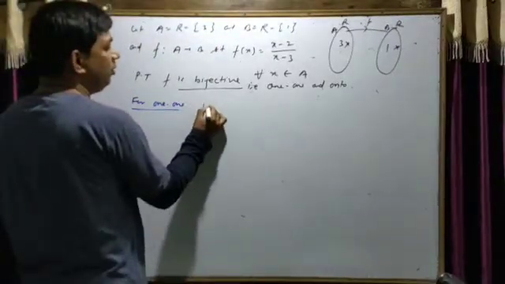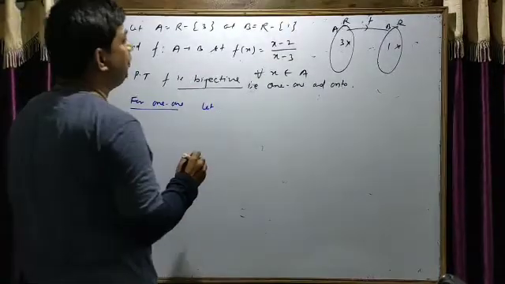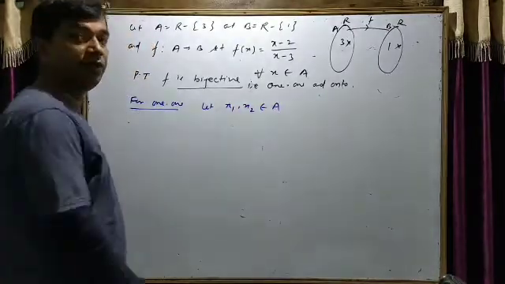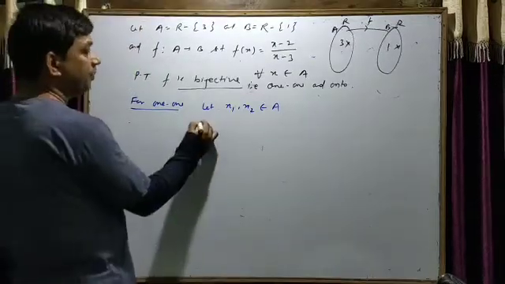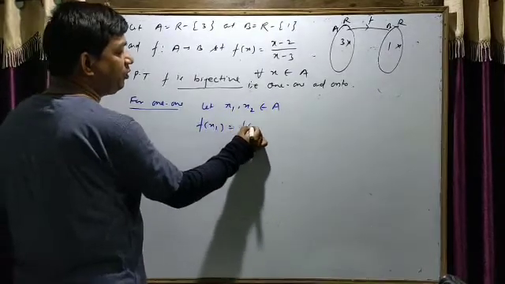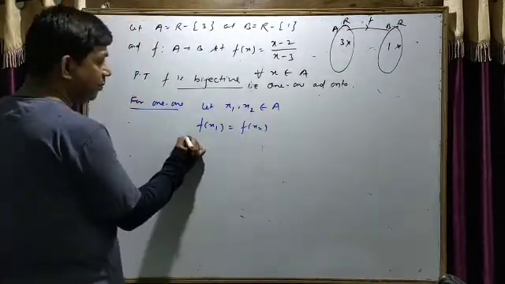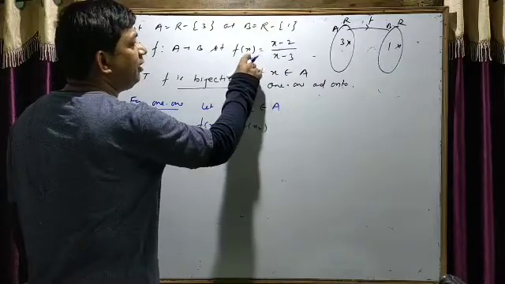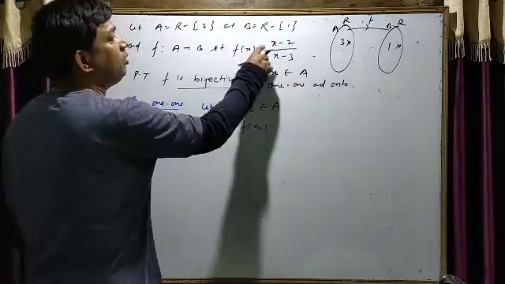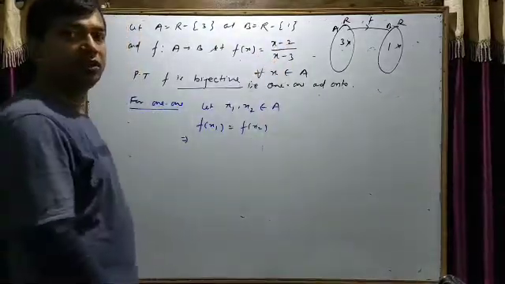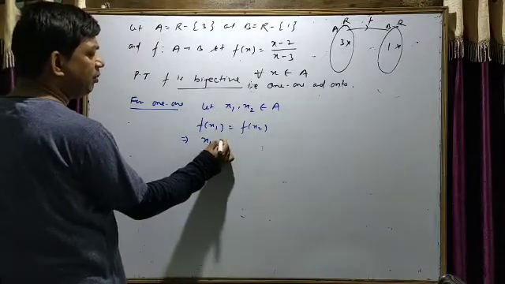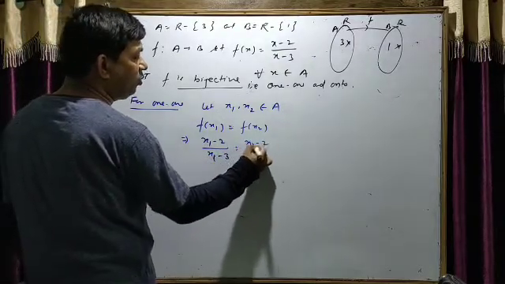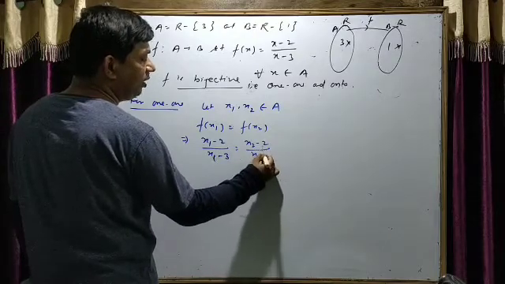Now for 1-1, I told you many times, we have to take two distinct elements from the first set. Let x1, x2 belong to set A, then assume the images are equal: f of x1 equals f of x2. Since f(x) is equal to (x minus 2) by (x minus 3), f of x1 is (x1 minus 2) by (x1 minus 3), and f of x2 is (x2 minus 2) by (x2 minus 3). Is it clear?